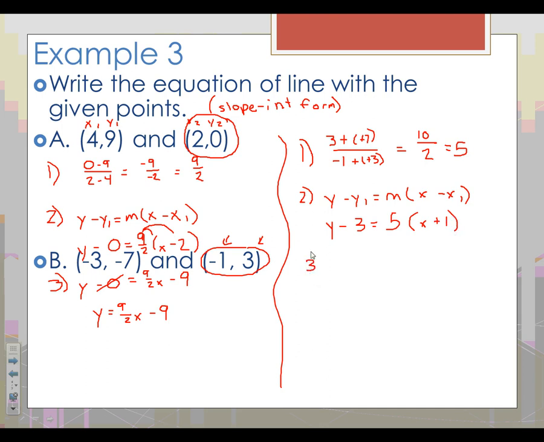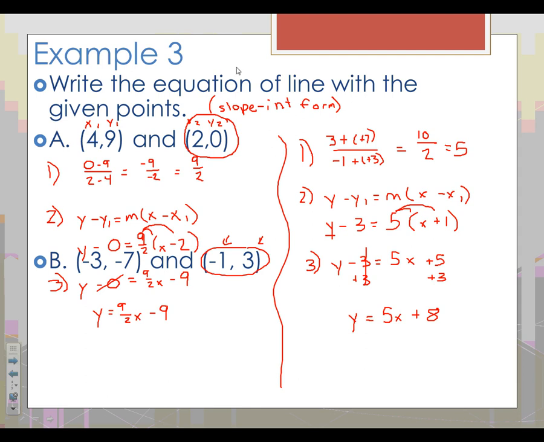And then third step, we're going to get the y by itself. So I would write down y minus 3. I would distribute the 5 and get 5x plus 5. And then this time there's one more thing to do. We still want the y by itself, so to get rid of the -3 we would add 3. And it's a like term with the 5, so we'll combine them. So final answer, y equals 5x plus 8.